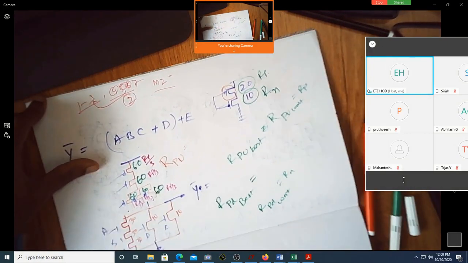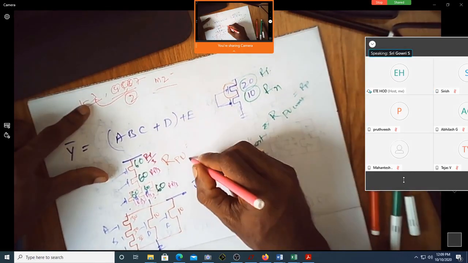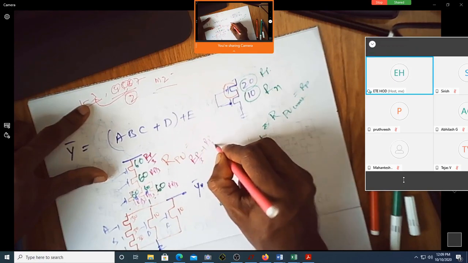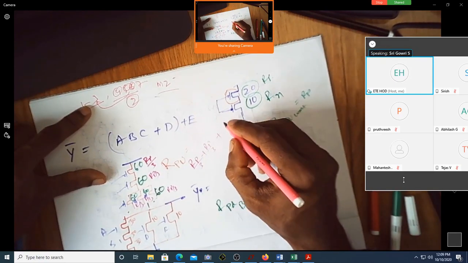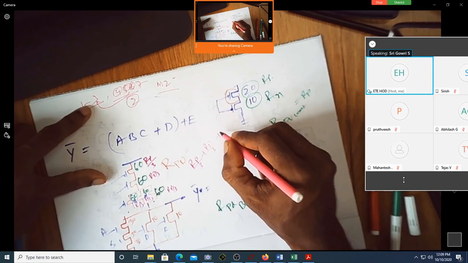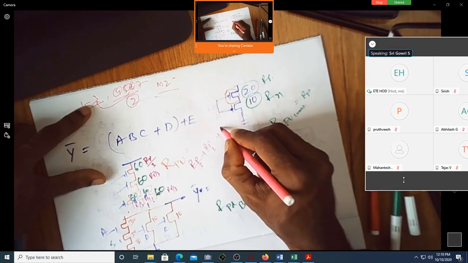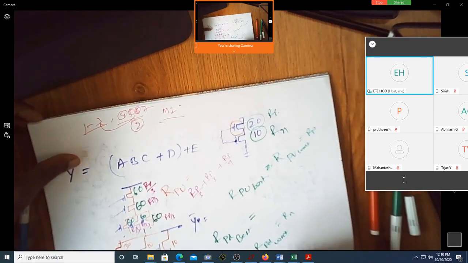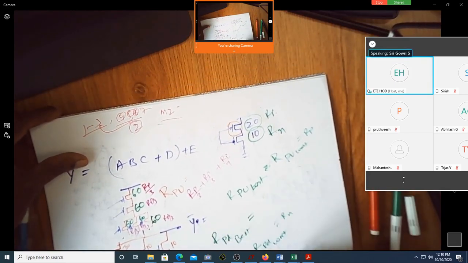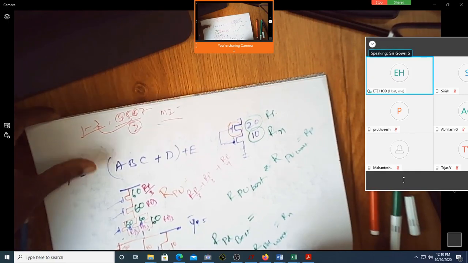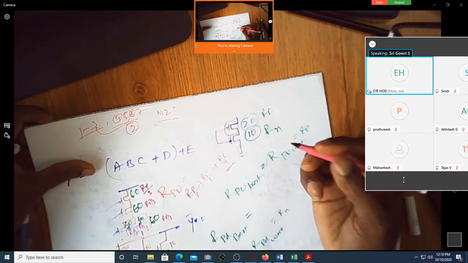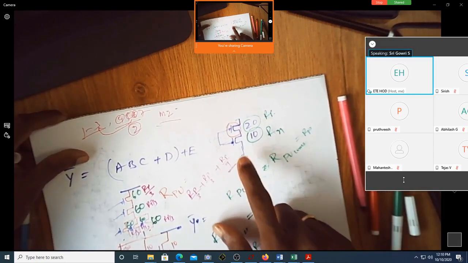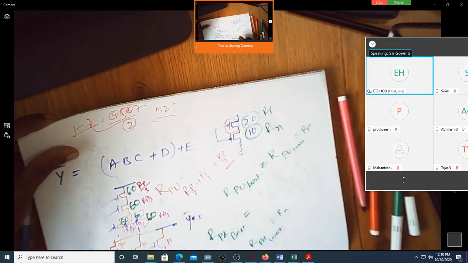Best possible RPU. Is it not RP by 3 plus RP by 3 plus what? Plus RP by 3. Yes, RP by 9. Am I correct? The best possible. Yes, sir. Why is it RP by 9? All three are coming in series, that's why it will become RP by 9. Fine.